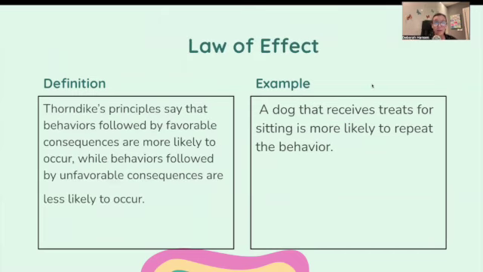Law of effect. Thorndike's principles say that behaviors followed by favorable consequences are more likely to occur, while behaviors followed by unfavorable consequences are less likely to occur. Pretty logical. A dog that receives a treat for sitting is more likely to repeat the behavior.